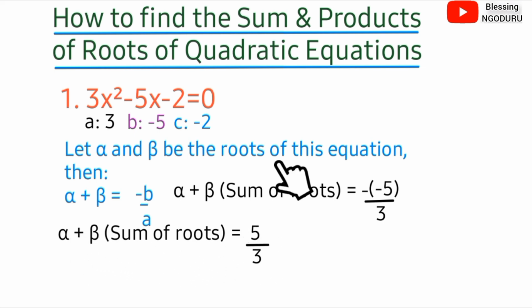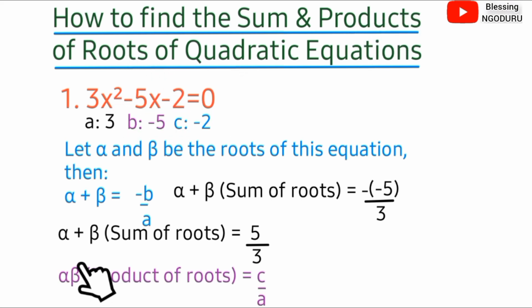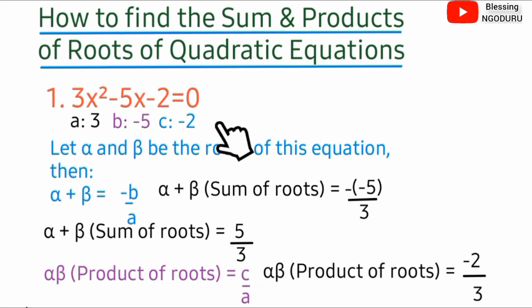Now, let's proceed to calculating the product of roots of this equation. Alpha beta represents the product of roots of quadratic equation, and the formula is C over A. Our C value is -2 over A, and our A value is 3. Therefore, the sum of roots of this equation is 5 over 3, while the product of roots of this equation is -2 over 3.